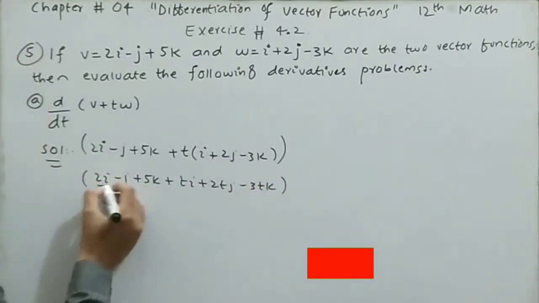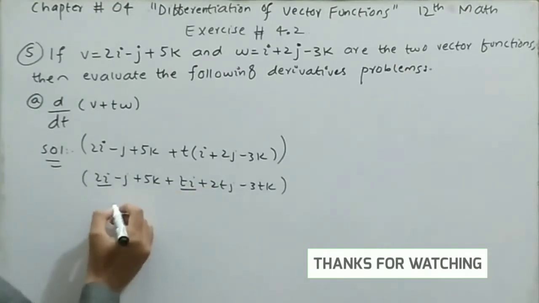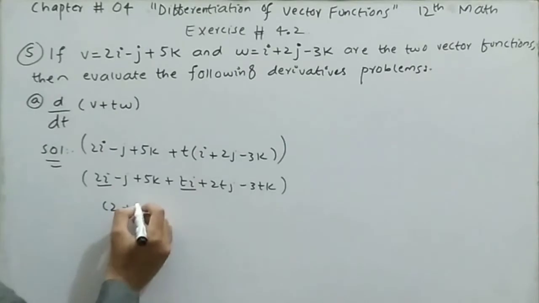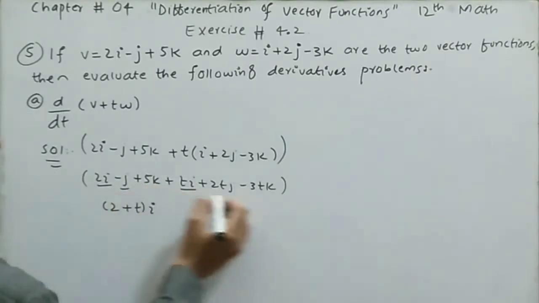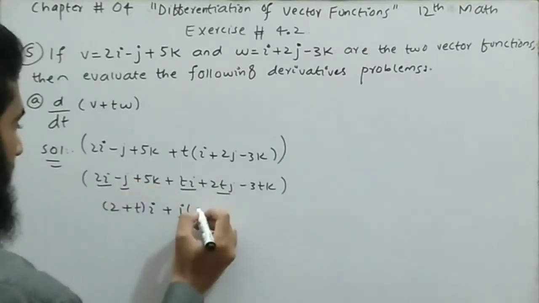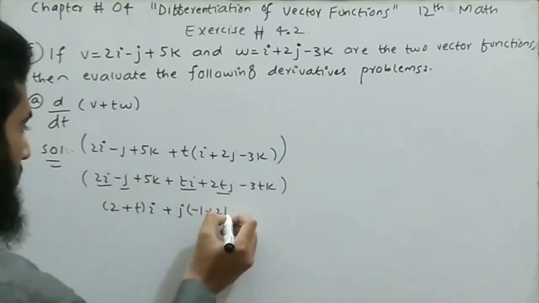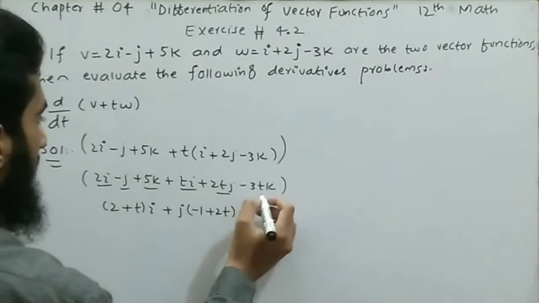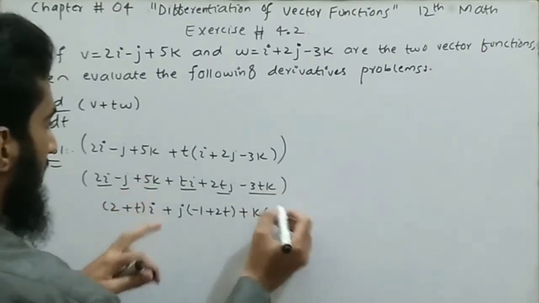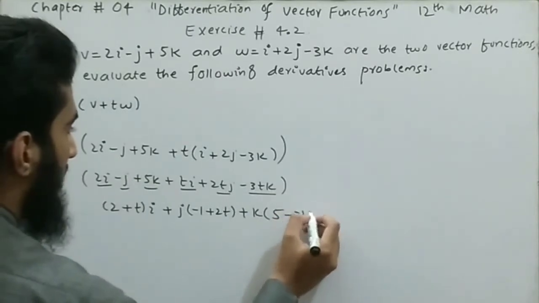Now over here we have 2i, over here we have ti, so take out i common, inside we are left with 2 and over here we are left with t. After this from minus j and 2tj, take out j common, so inside we are left with negative 1 and over here we are left with 2t. And in pi k and minus 3tk, let's suppose we take out k common, so we are left with pi and over here we are left with negative 3t.